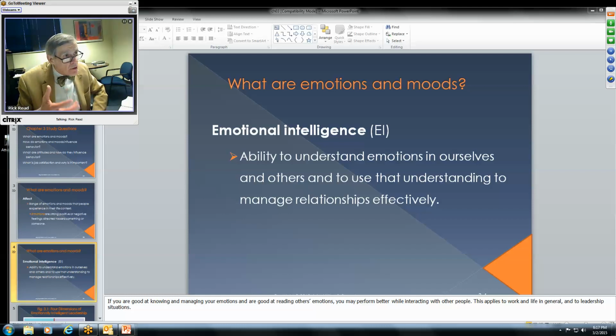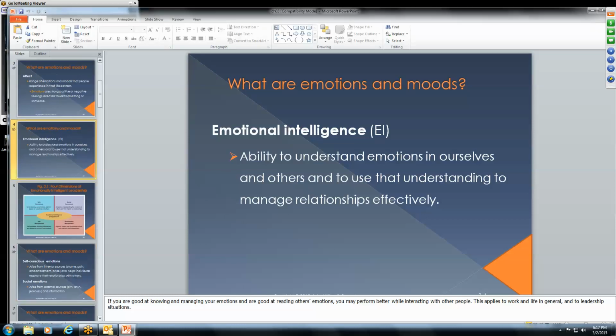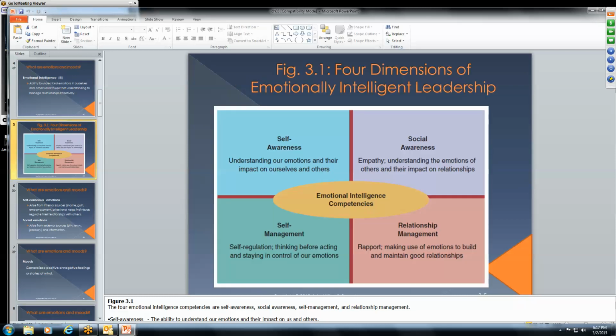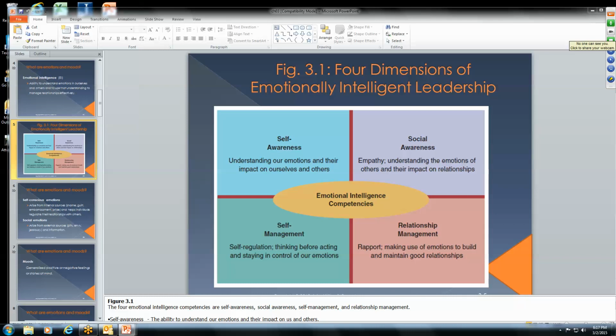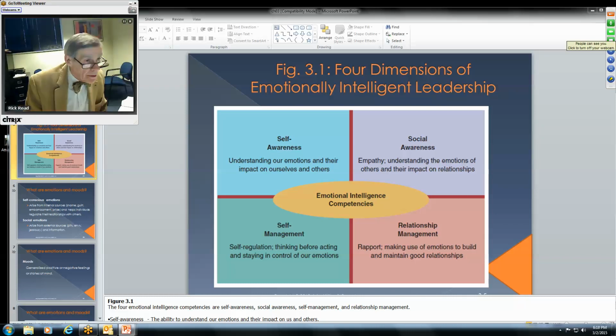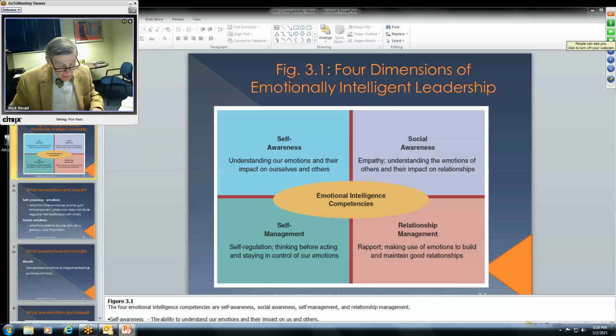Now, this particular slide, figure 3.1 in the text, which you can find on page 55, shows the 4 dimensions of emotionally intelligent leadership. And here we have, if you will, social awareness, relationship management, self-management, and self-awareness. And if we think about that, that is exactly what we talked about in the last slide, although somewhat differently.